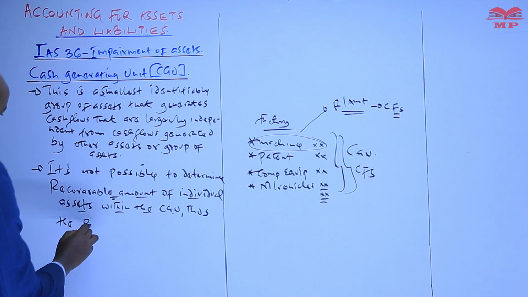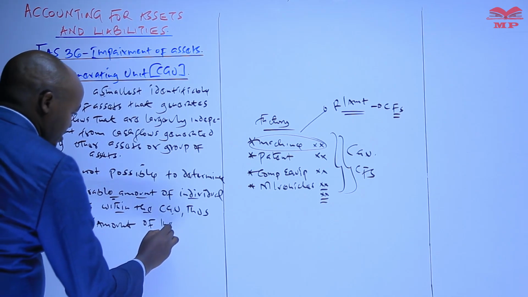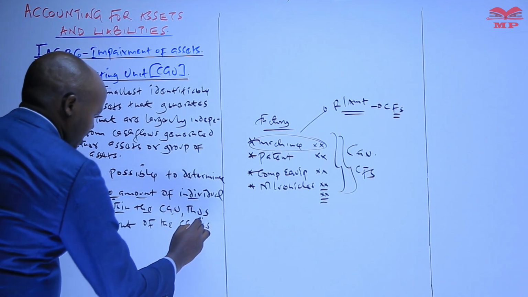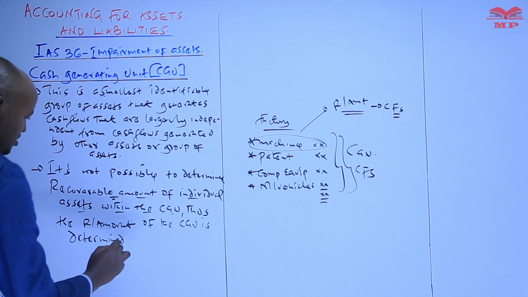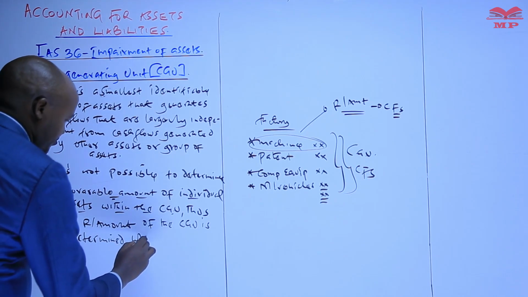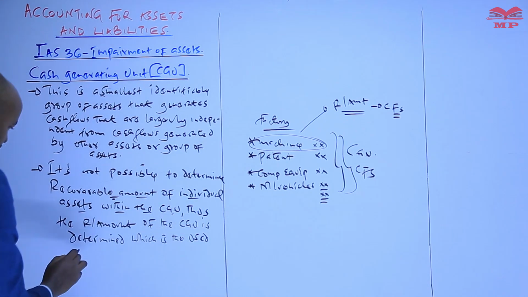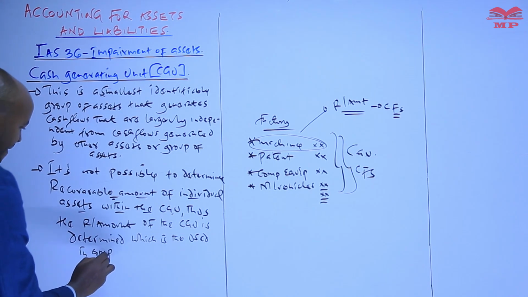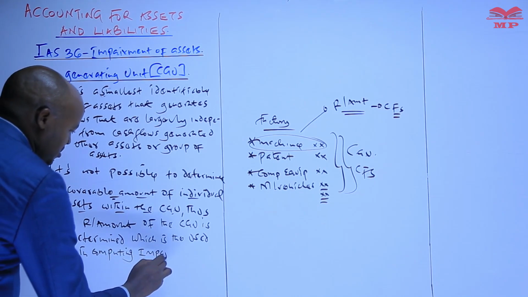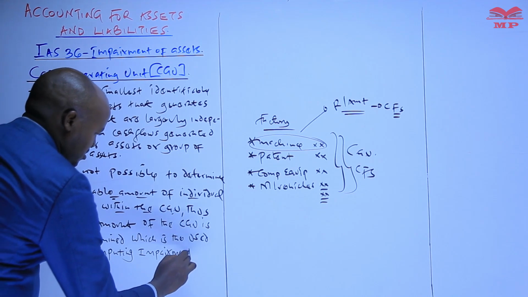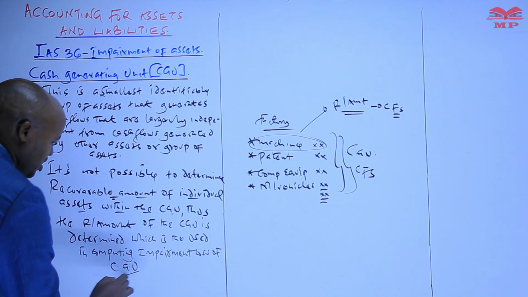So therefore we can say the recoverable amount of the CGU is determined, which is then used in computing the impairment loss of the cash generating unit.